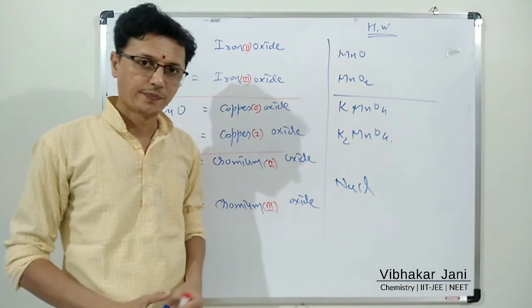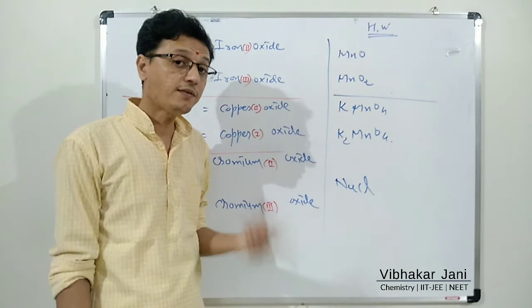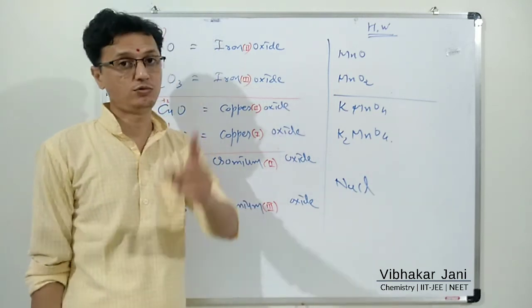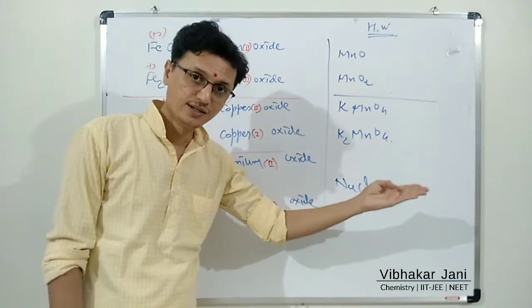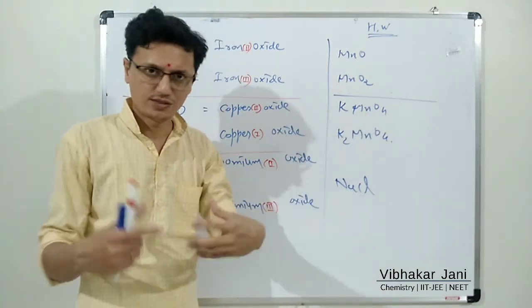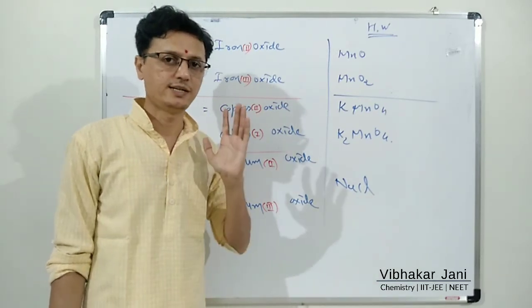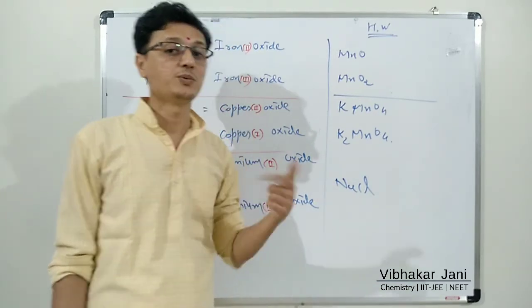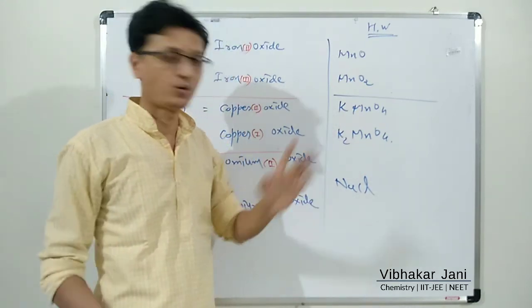what will be the name? Name of first element will be as it is, sodium. But after writing the name of second element, you have to attach "ide." So it is chloride. Sodium and chlorine are attached with each other. They are two elements. So name of first element will be as it is. But after writing the name of second element, we will attach suffix "ide." So it is sodium chloride.